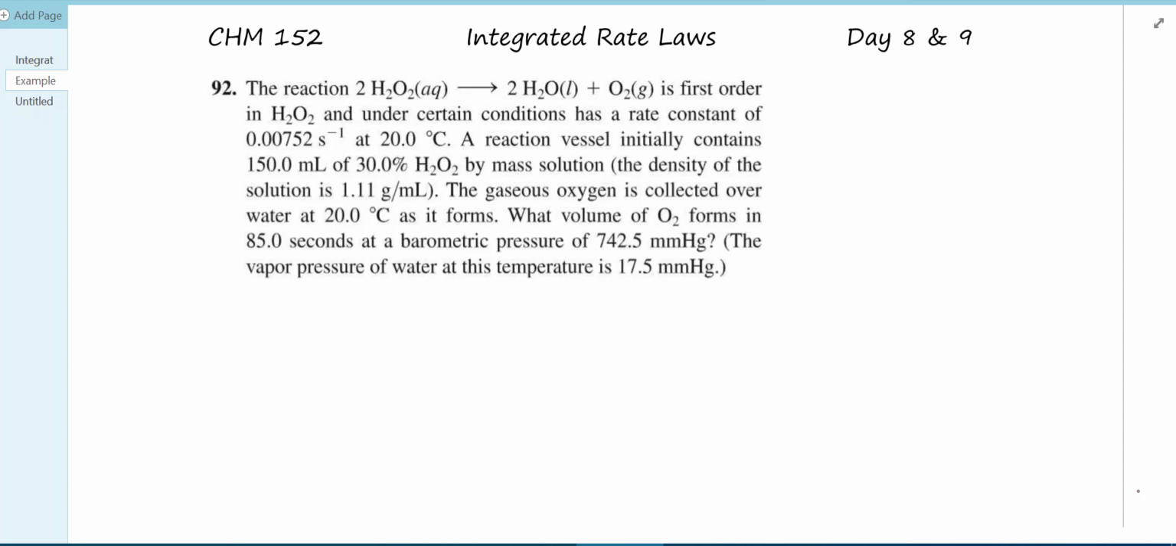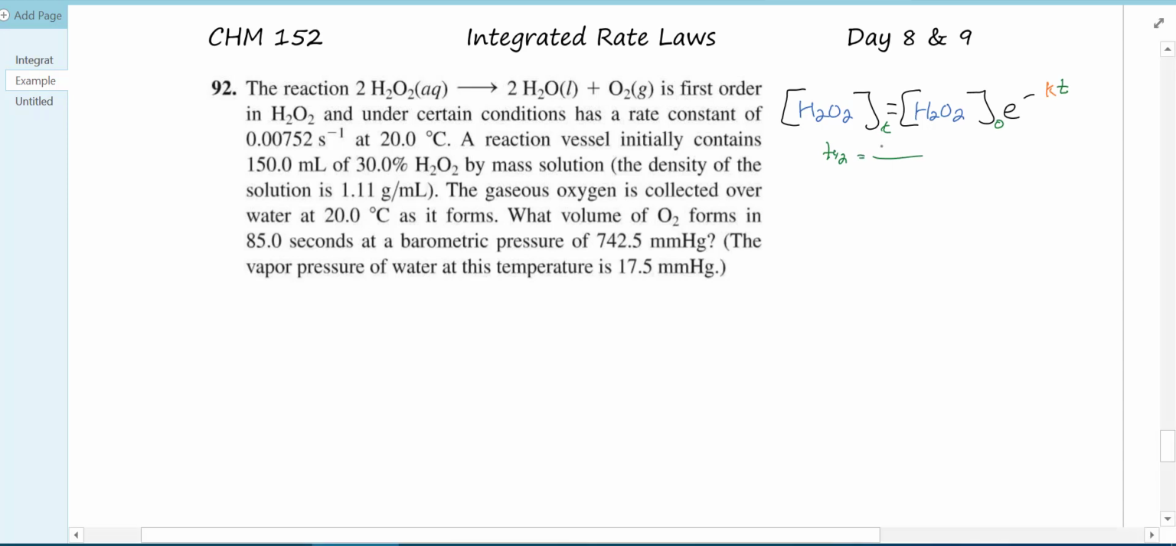Hey guys, welcome back. We are on day 9, integrated rate laws. We're going to do number 92. So the reaction of H2O2, hydrogen peroxide, going to water and oxygen gas is first order in hydrogen peroxide. And so, first order, we know the half-life t1/2 is natural log 2 over k.